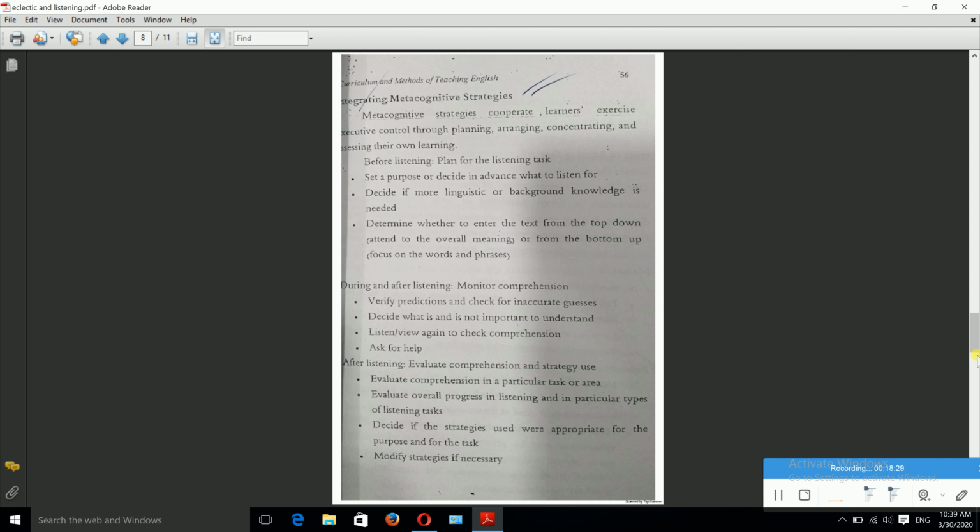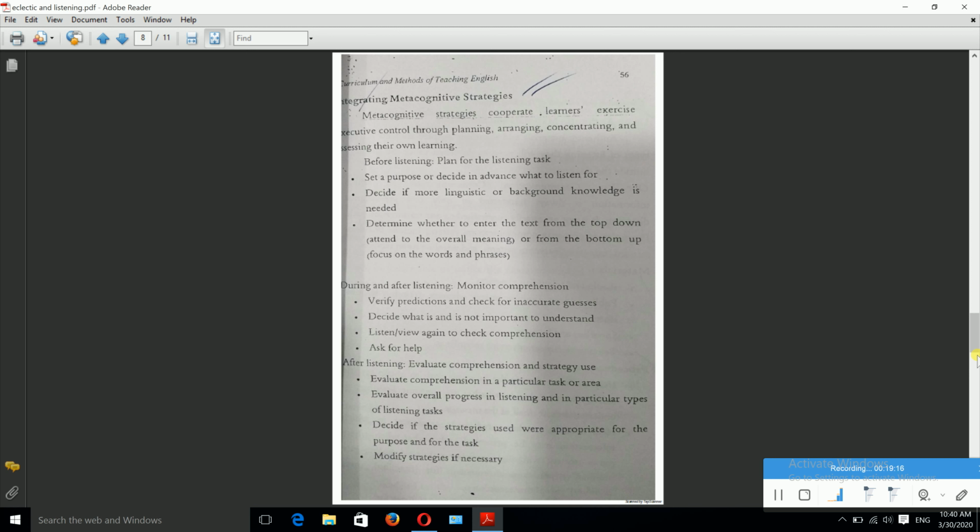Integrating metacognitive strategies. Now, metacognitive strategies are those by which learners exercise executive control through planning, arranging, concentrating, and assessing their own learning. Metacognitive strategies are important because they focus on planning, arranging, concentrating, and assessing. Before listening, plan for the listening task. Set a purpose, or decide in advance what to listen for. Decide if more linguistic or background knowledge is needed. Determine whether to enter the text from the top down, attending to the overall meaning, or from the bottom up, focusing on the words and phrases.